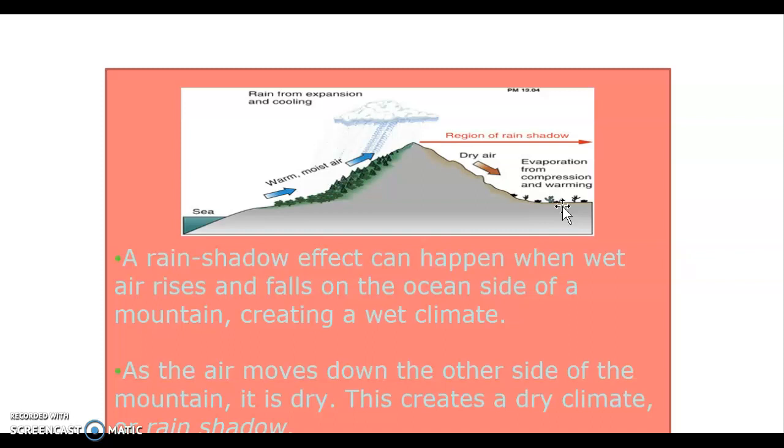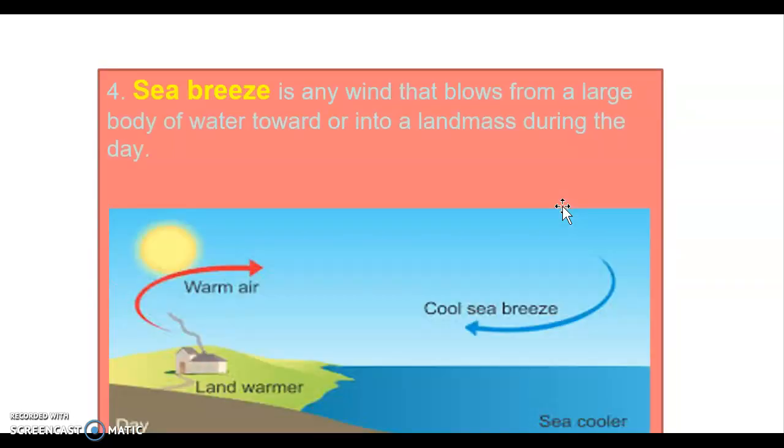Alright? So now, another factor that affects climate is the unequal heating of land and water. One, we call it sea breeze. It is any wind that blows from a large body of water toward or into a land mass during the day. So sea breeze happens during the day.